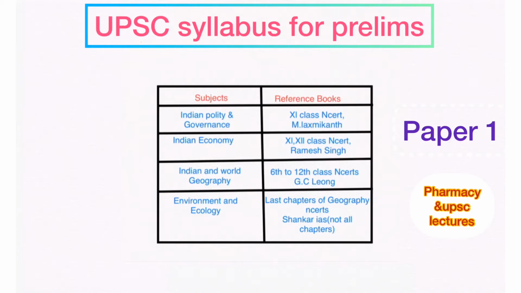Next, Indian and World Geography. You have to refer from 6th to 12th class NCERTs. 11th and 12th NCERTs are very informative. You have to study them. And then you have to refer GC Leong, Environment and Ecology. We have to study the last chapters of Geography NCERTs and Shankar IAS, but not all chapters. According to our syllabus, you have to study.